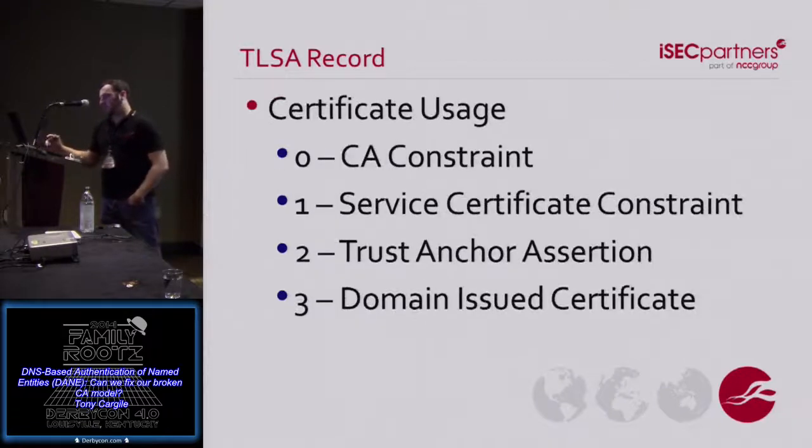This last field is actually the most important field. This is the certificate usage. You can specify four different ways to use DANE right now. You can specify that the certificate you're providing, via either a full certificate or the SHA-256, is a CA constraint if you specify 0.